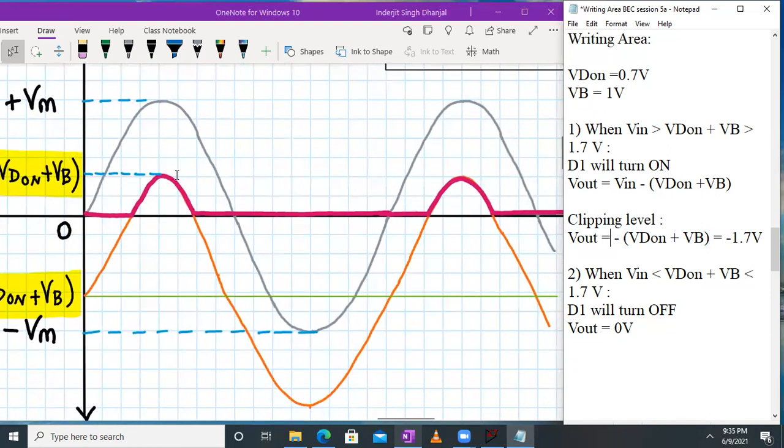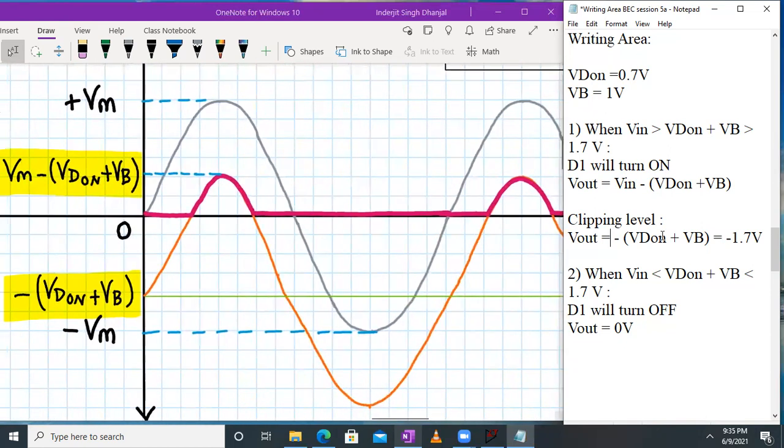So here it is. We have covered that line. And for any level less than that, if I have V in less than VD on plus VB, then in this equation V out is going negative. So whenever V out goes negative, your output is 0.